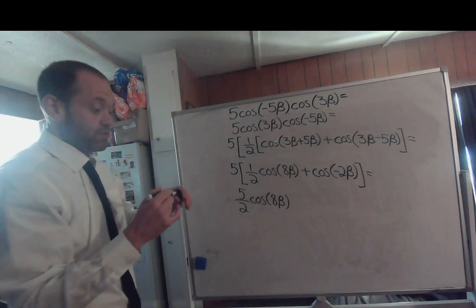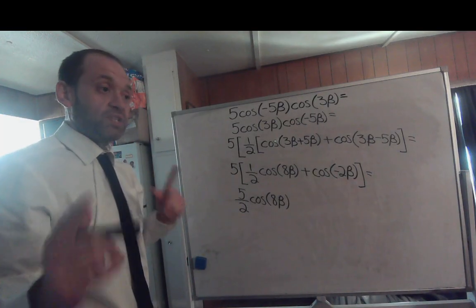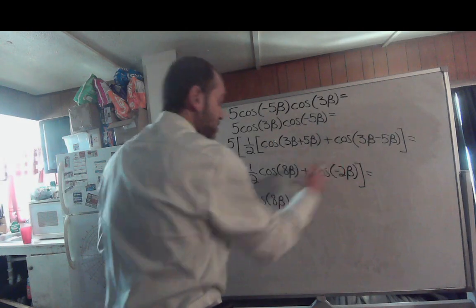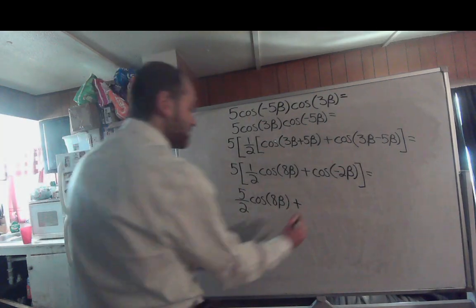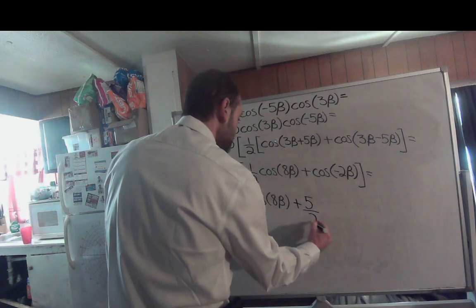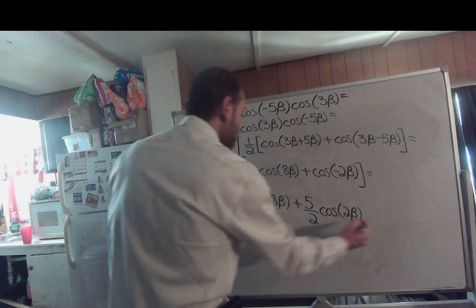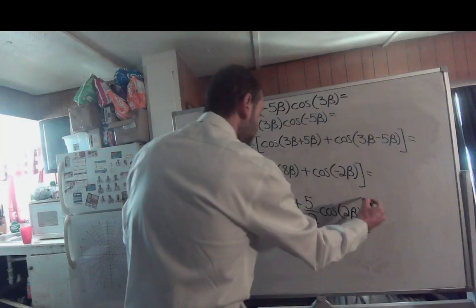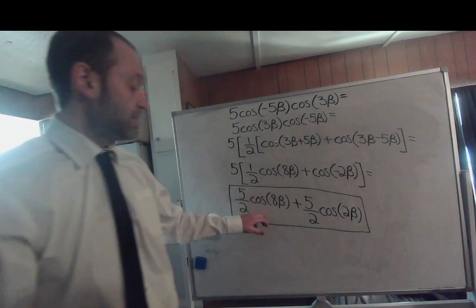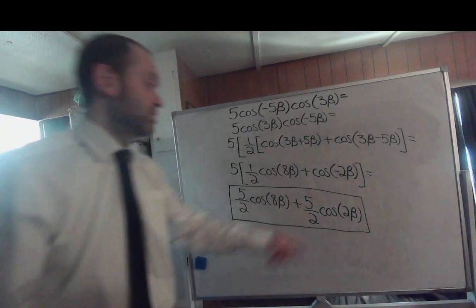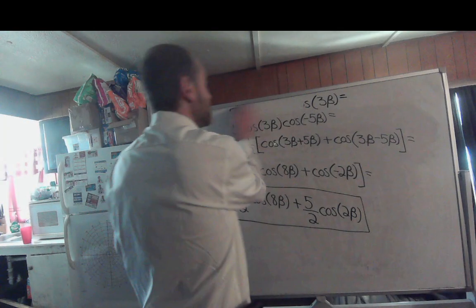Well, okay, so this would turn into, of course, 5/2 cosine of 8 beta. But here's something else. What's true for the cosine of a negative angle? The cosine's an even function, so this would be the same as the cosine of positive 2 beta. So this would actually be 5/2 cosine of 8 beta plus 5/2 times the cosine of positive 2 beta, since cosine's an even function. So you should end up getting 5/2 cosine of 8 beta plus 5/2 times the cosine of 2 beta. Alright, I do have 5 more.